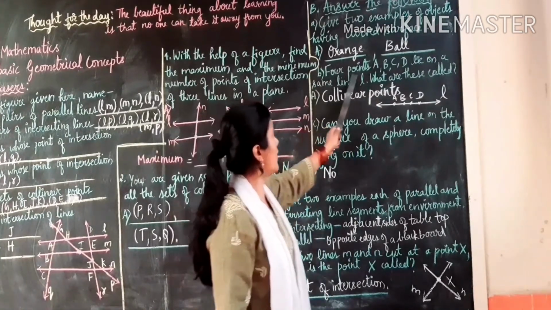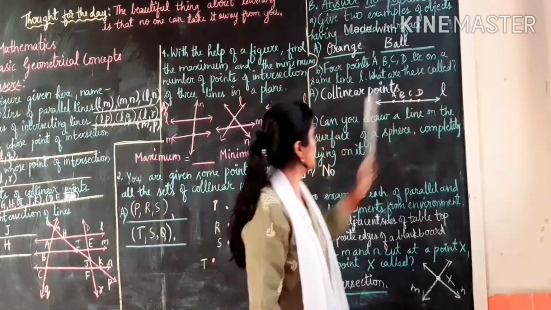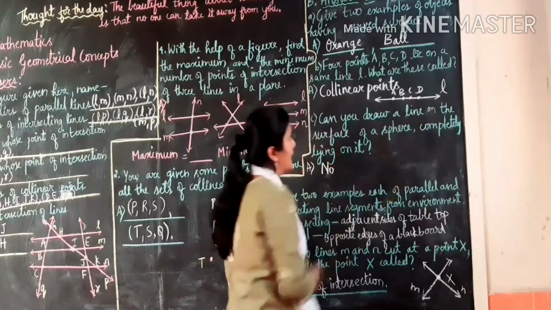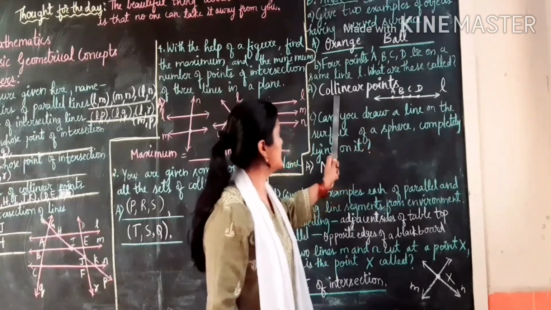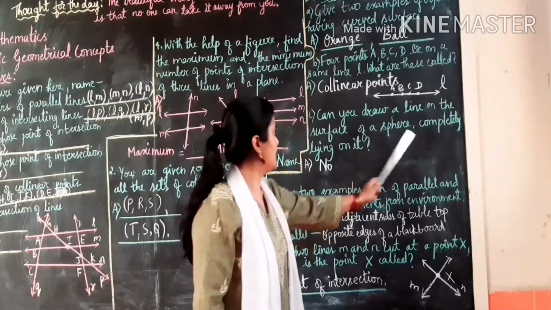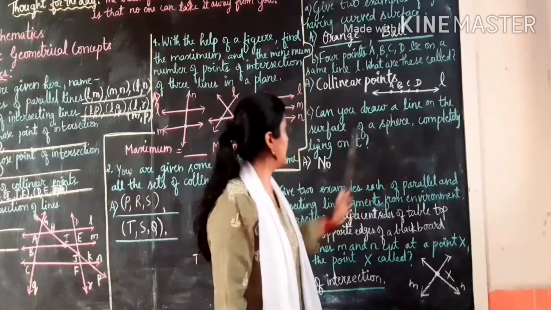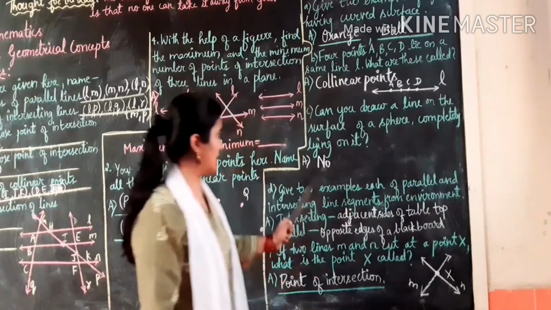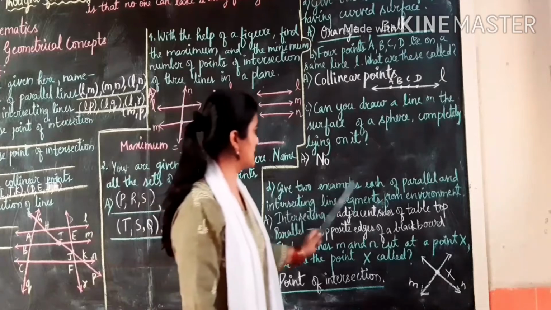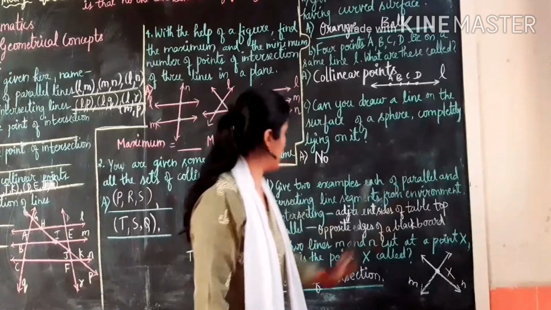Next is, 4 points A, B, C, D lie on the same line L. What are these called as? So here I have taken line L and there are 4 points A, B, C, D, and these points are called as collinear points. Can you draw a line on the surface of a sphere completely lying on it? The answer is no. We cannot draw a line on the surface of a sphere because it has got a curved surface.